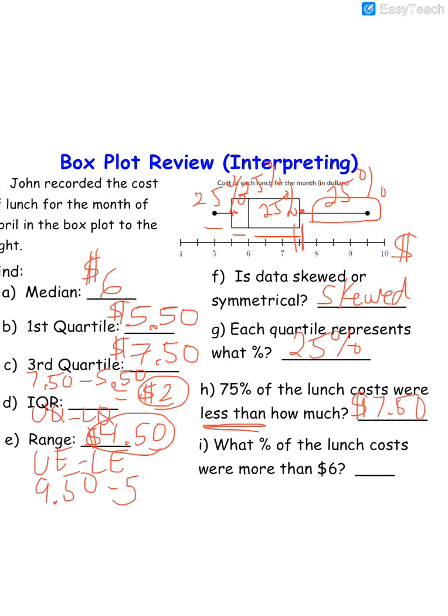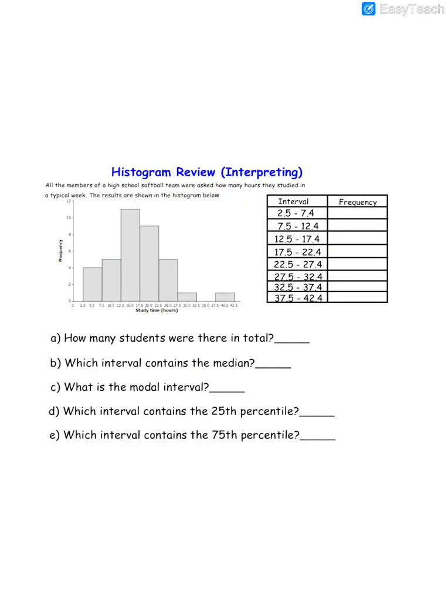What percent of lunches cost more than $6? Well, here is 6. And what percent goes from here to here? Well, 25 plus 25 is 50%. 6 is my median, by the way, which would make sense. It's 50%. Okay, hopefully you're okay interpreting a box plot. Let's talk about histograms. So with histograms, we're going to be interpreting those.